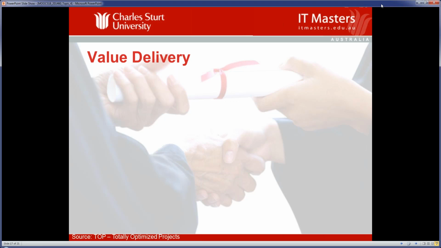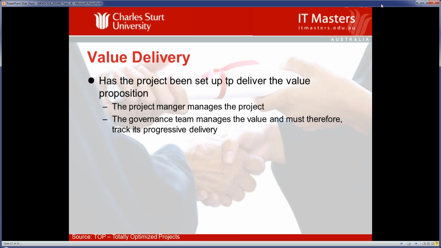All right, the second last one we wanted to talk through now is looking at the value delivery. So when we're in project land, we're starting to deliver. So the first question that governance groups need to be able to address is, has it been set up to deliver the value proposition? As we said, the project manager manages the project, the governance team manages the value. So are we set up to actually do that? How are we going to do it? What's the governance and reporting style? What are the decision-making processes involved in this? And how do we even know what the value is?